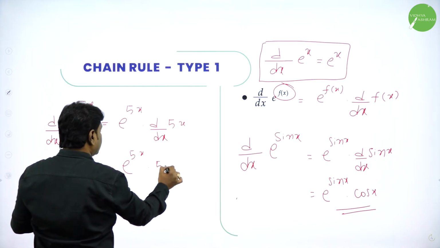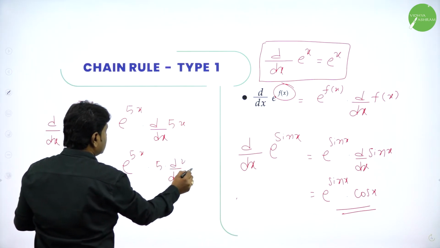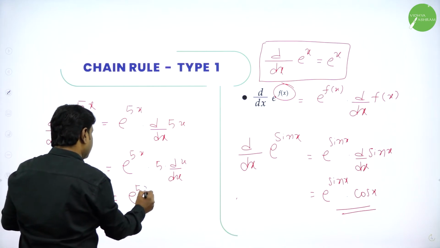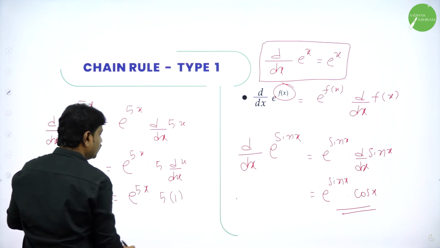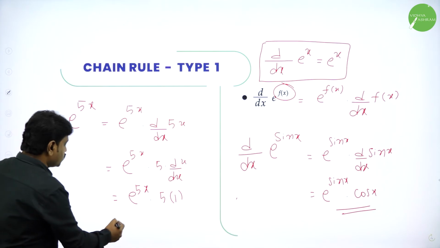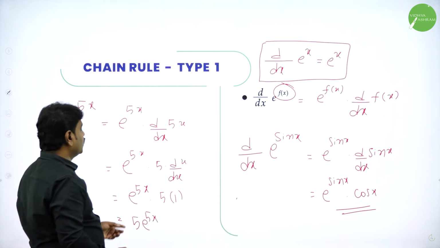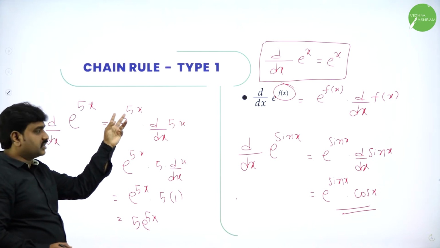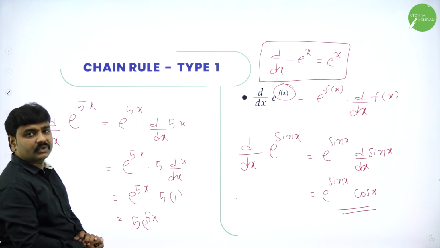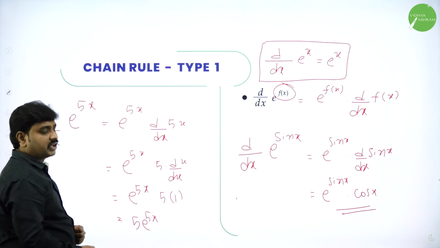5 is constant, take it out. Apply d by dx for what? X. So it will become e power 5x into 5 into 1. All of you know derivative of x is what? 1. So finally 5 ones are 5. 5 e power 5x. So if it is in the form ax plus b, a comes out. So now this is the format.